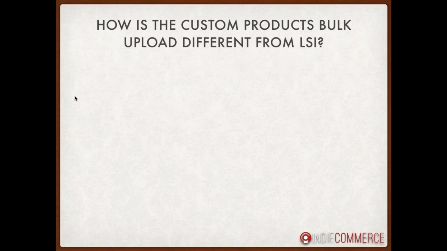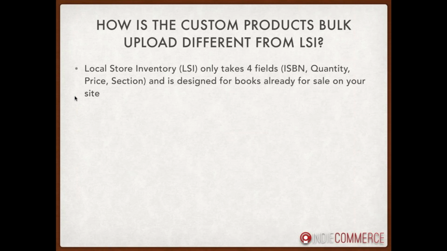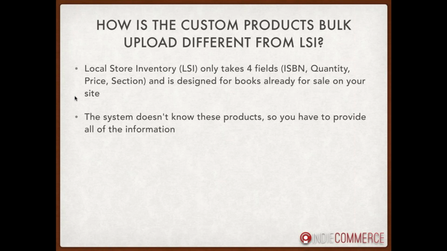So something you may be wondering is, how is this feature different from LSI? LSI, of course, is local store inventory. It's a feature we've had on IndieCommerce for many years. And the LSI feature allows stores to upload information about which books they have in stock. However, the LSI feature only takes 4 fields. So that's the ISBN, quantity, price, and section. And it's designed for books that are already for sale. So they're already available on your website through the feed that we get from Ingram.